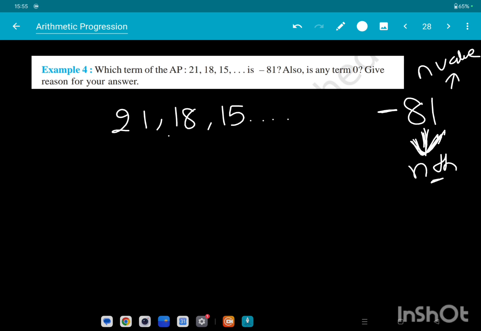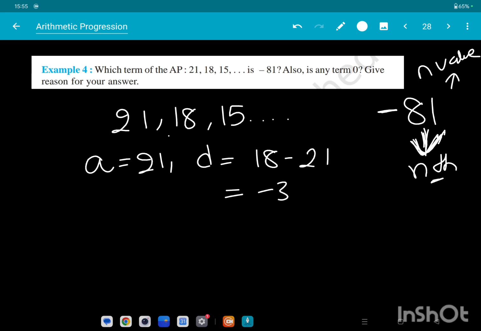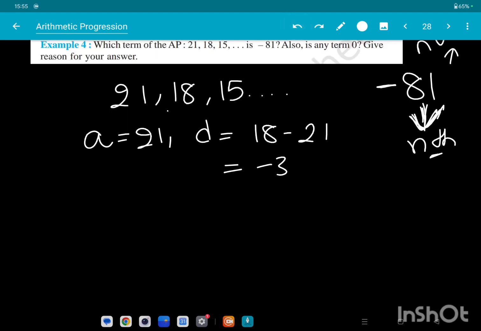As we already know, first we need to find the a value. What is the a value here? The first term, it is 21. What is the common difference? 18 minus 21, which is minus 3. So we got the a value and also the d value. Now we need to find the n value. Let an be equal to minus 81. This is the nth term, right?